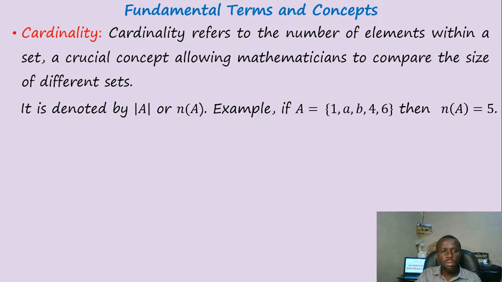Let's count the number of elements in that set. That should be 1, 2, 3, 4, and 5. So this is the cardinality of it. So we have n(A) equals 5, the number of elements in that set.